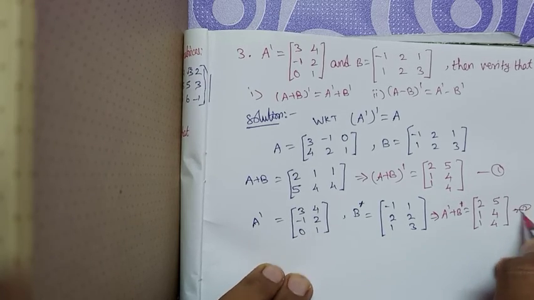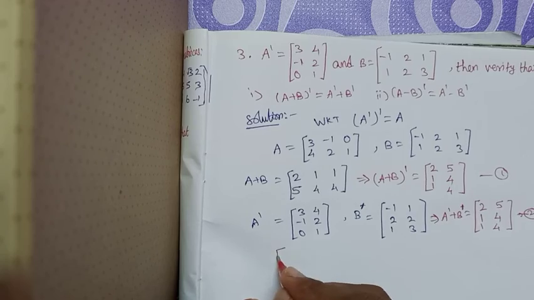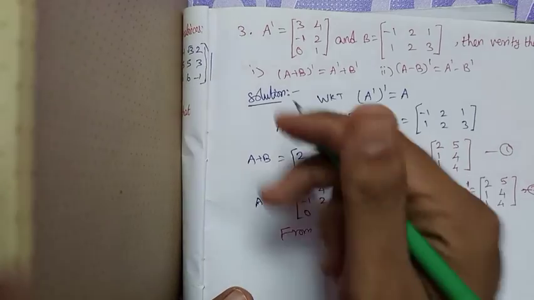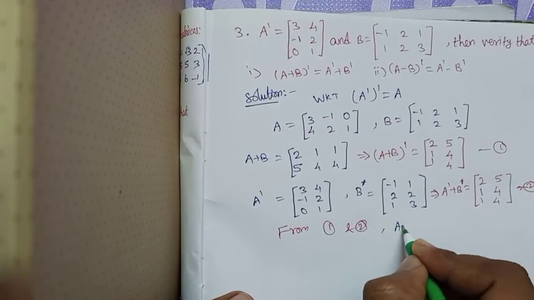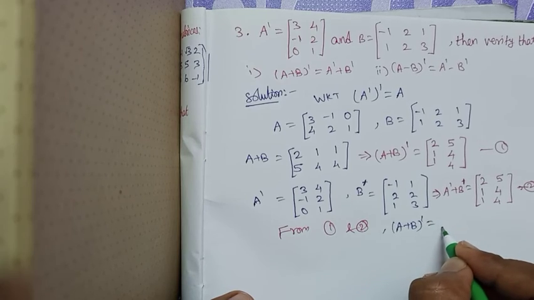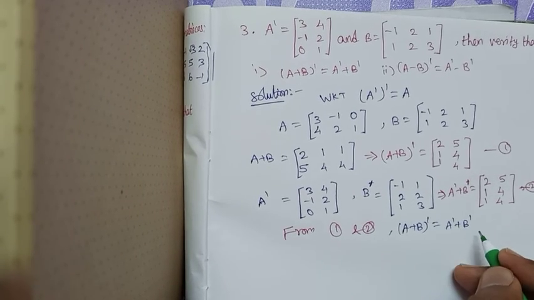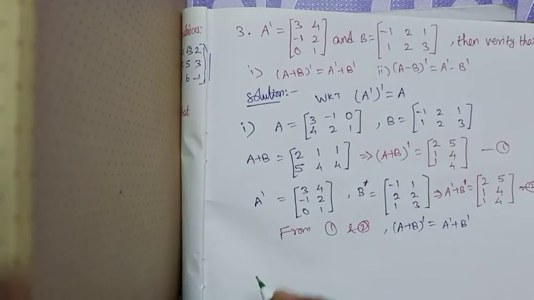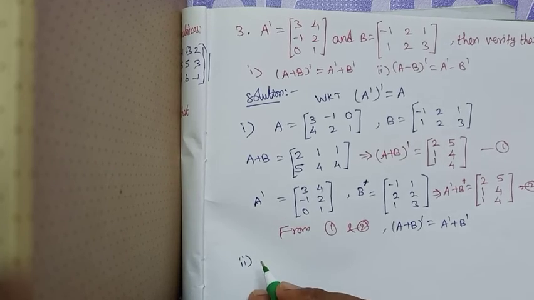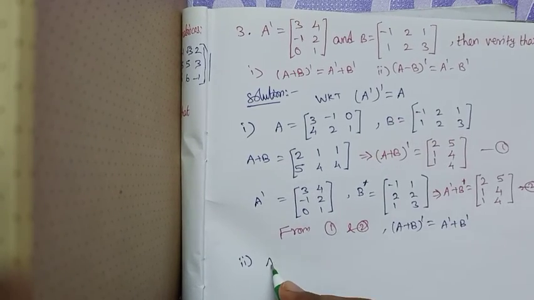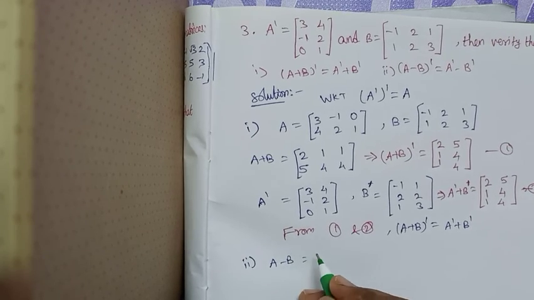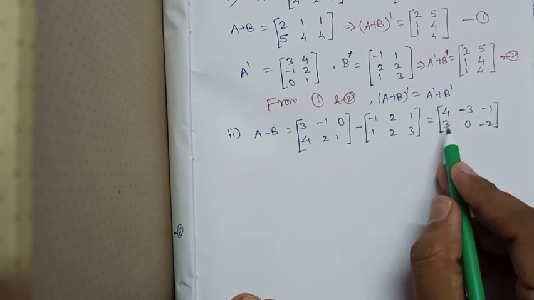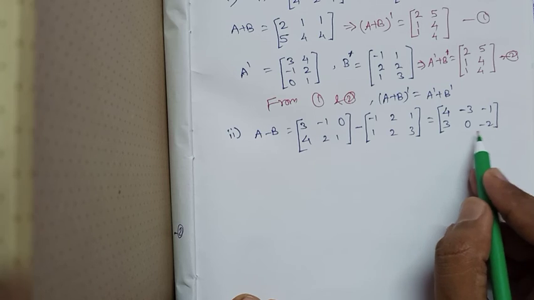So this is equation 2. From 1 and 2 we have verified the result: A plus B whole transpose equals A transpose plus B transpose is verified. Next, the second subdivision. This is the subdivision 1 solution, and this is the solution of subdivision 2. Find A minus B. A minus B equals 4 minus 3 minus 1, 3, 0, minus 2.